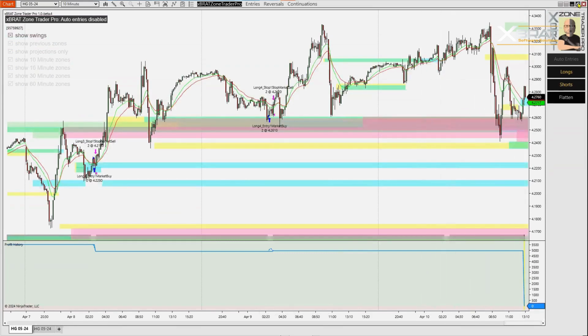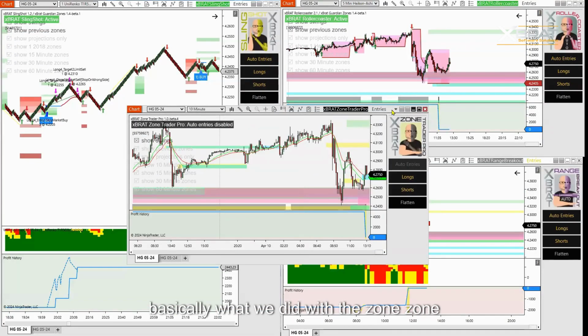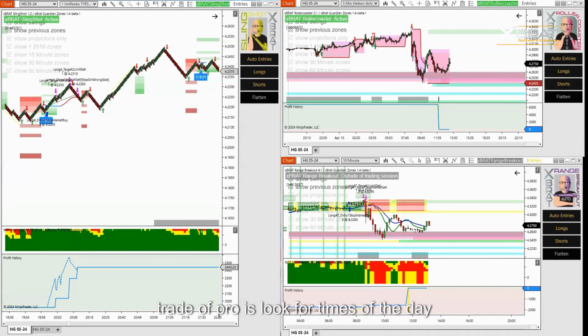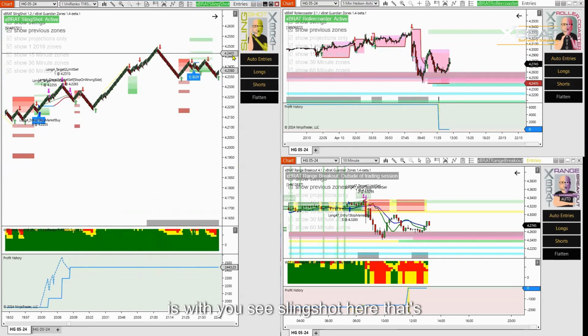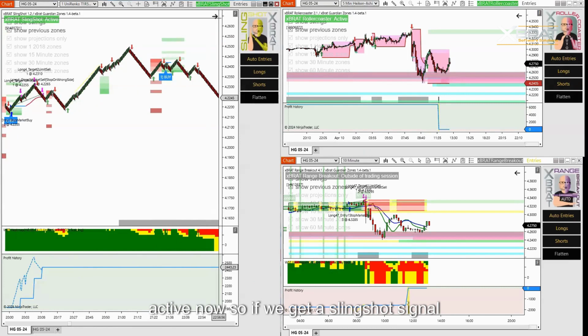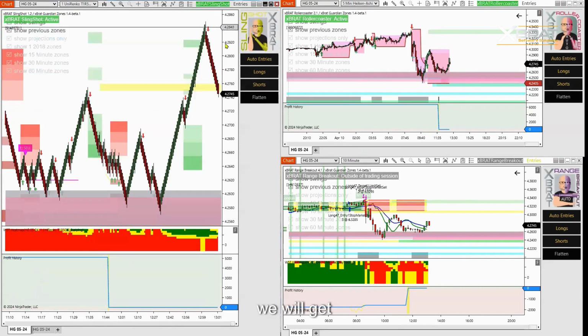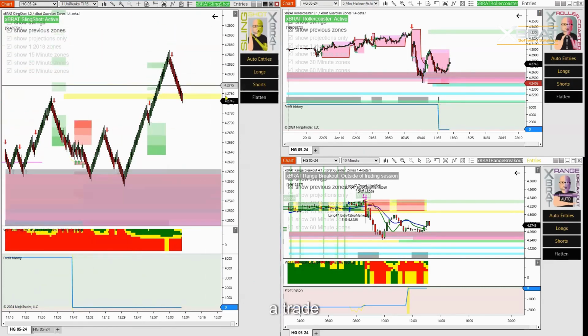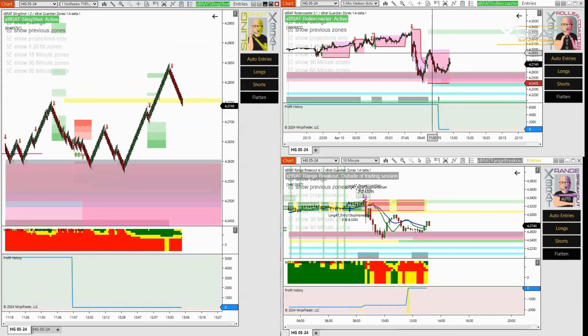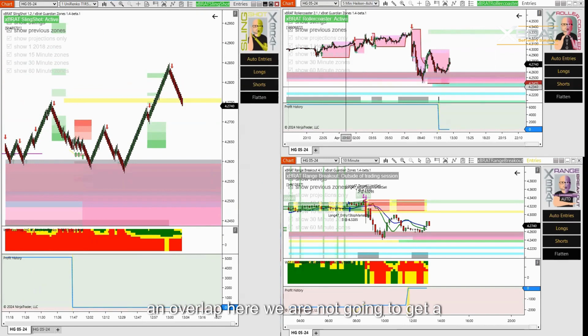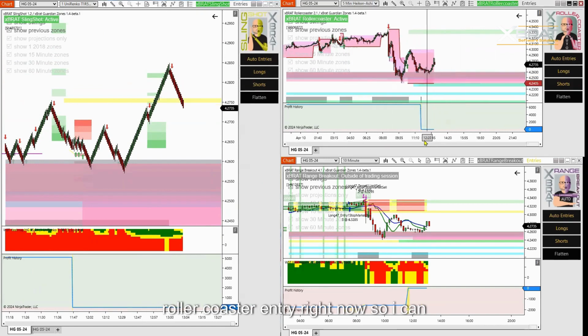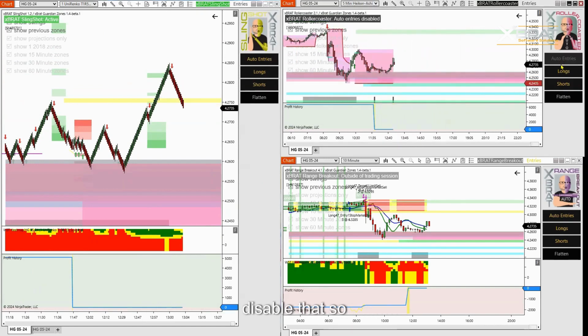And that's basically what we did with the Zone Trader Pro: look for times of the day that others don't trade. So what I've done is, you see Slingshot here, that's active now. So if we get a Slingshot signal, we will get a trade, okay? We're active on roller coaster. So we've got an overlap here.